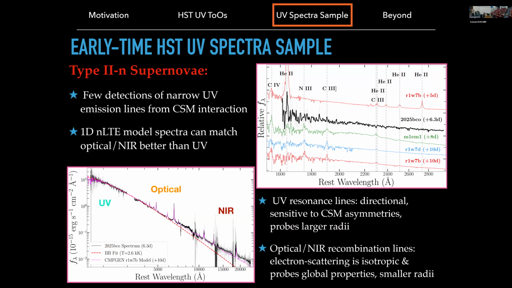Absolutely. The difference between the optical and the UV is really crucial here. The way that these emission lines form is different. And so if I compare my UV spectrum to a radiative transfer model that's just along one line of sight, and so it's just probing CSM interaction along one sight line, then my CSM density is kind of fixed.